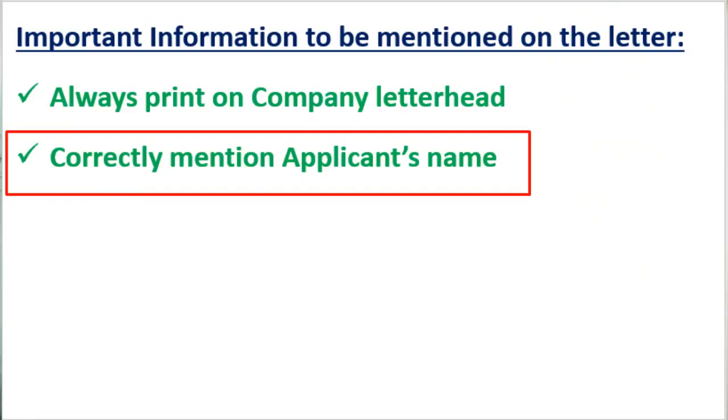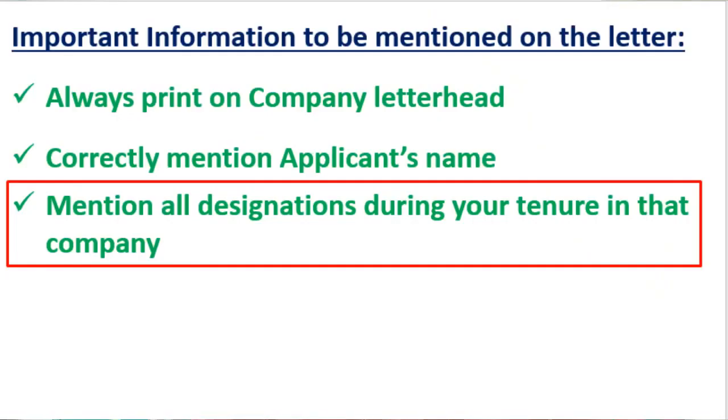Second is the applicant's name. So your full name should always be printed on your reference letter. There should be no spelling mistake at all. Next, all your designations should be mentioned on the letter. There might be a case that you have worked in an organization for 4 years or 3 years and you got promoted during your tenure. Then make sure you mention all your designations, starting from the first designation till the last designation when you exited or if you are still in the organization.